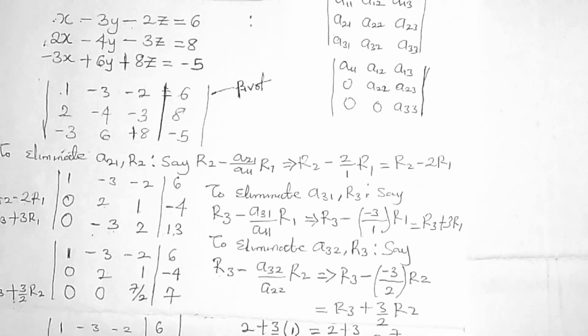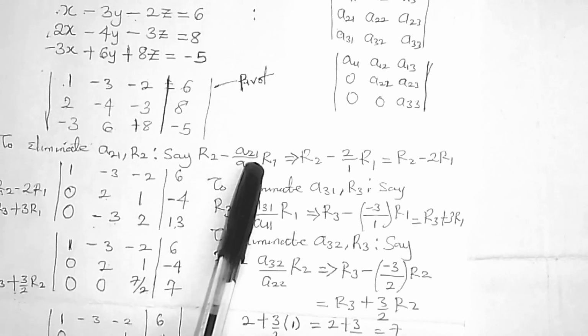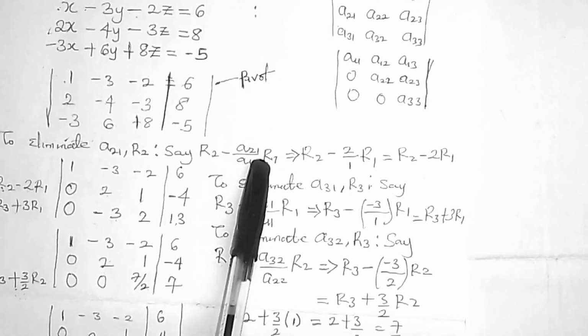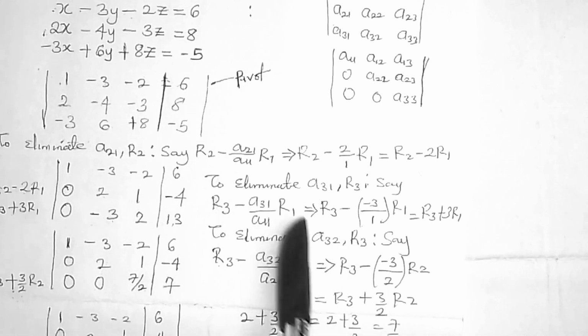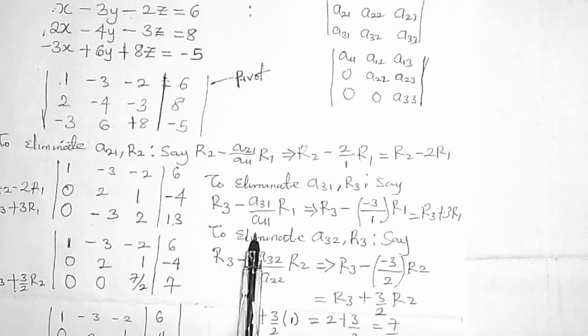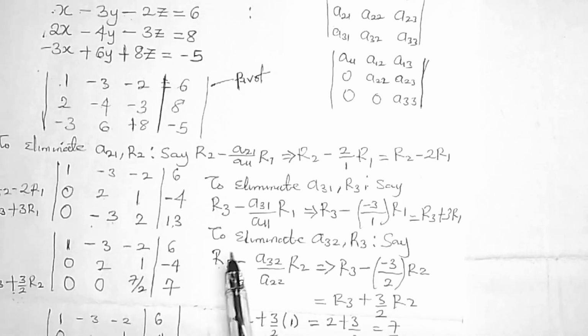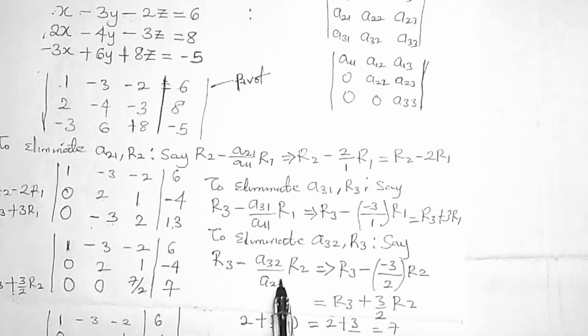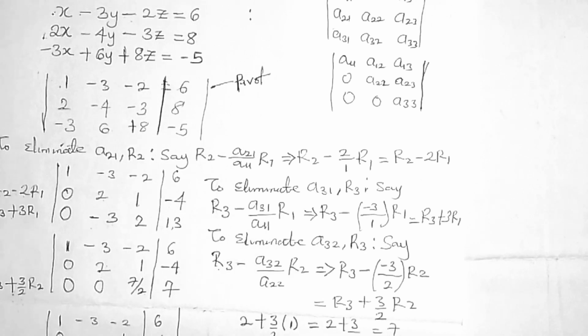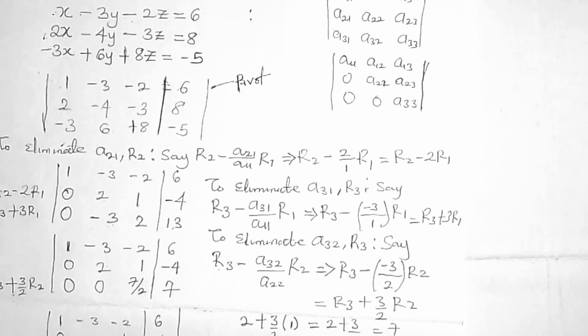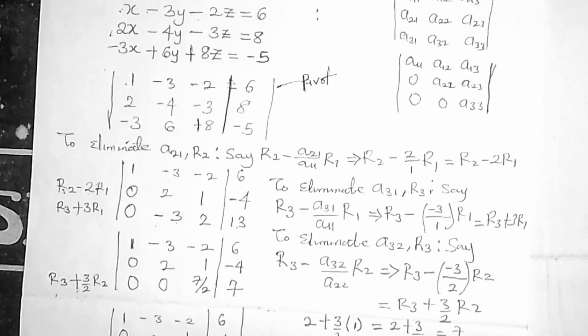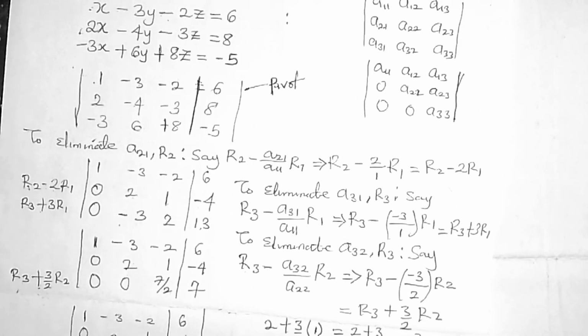To eliminate A21, what will you do? You say R2 minus A21 over A11 multiplied by what? R1. And to eliminate A31, what will you say? You say that R3 minus what? A31 over A11 R1. Then to eliminate your third variable, you are going to say what? R3 minus what? A32 over A22 R2. This key works for everything. So try it and you will see that this is the best key you can have for any question on what? Gaussian elimination.